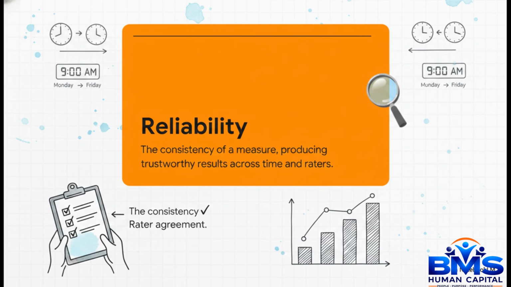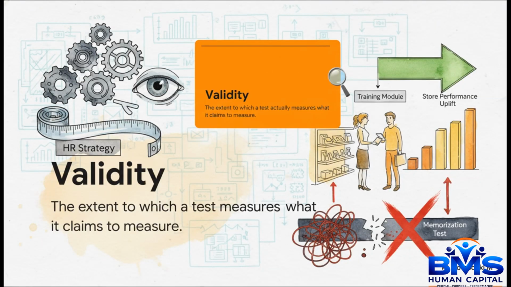That is test/retest reliability. We also have to look at internal consistency, ensuring all the questions in a single survey are measuring the same thing. Plus, rater agreement, which ensures 2 different managers score an observation the exact same way. An HR measurement has to produce consistent results to be trustworthy. No way around it. But here's the catch. Reliability just isn't enough on its own. We also need validity.